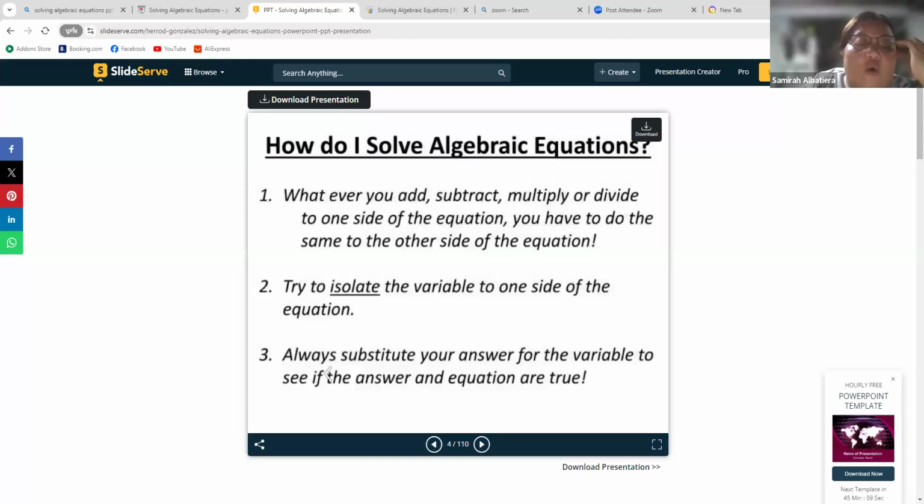And then step 3 is to always substitute your answer for the variable to see if the answer and equation are true. This is what we do when we check our work, if the value of x that we already solved is actually the correct answer. Okay, so these are the steps or the rules regarding how to solve algebraic equations. Do you understand? Do you have some questions?